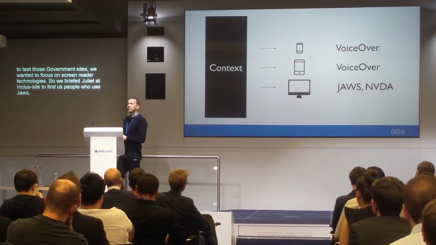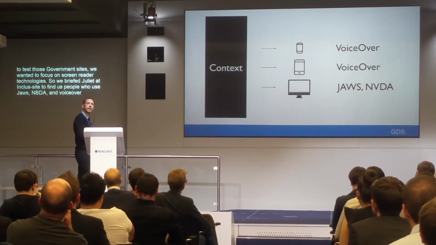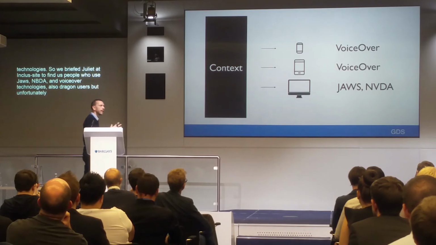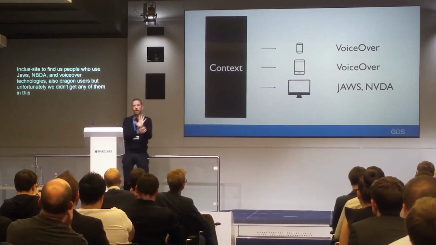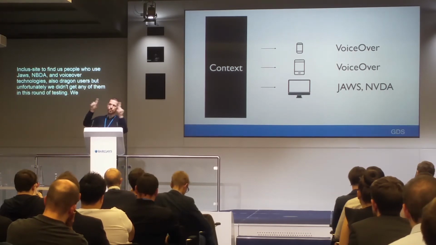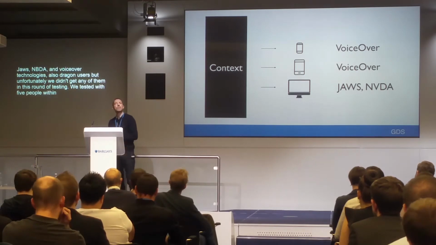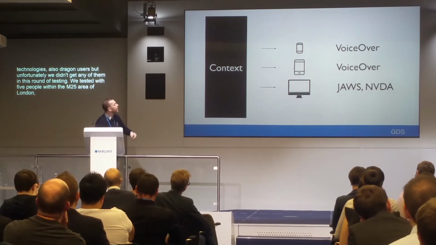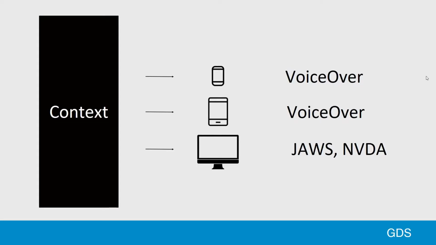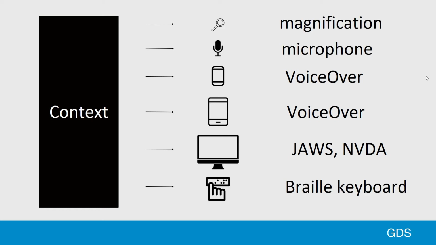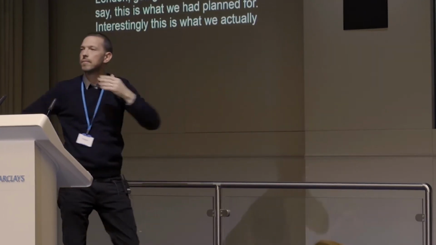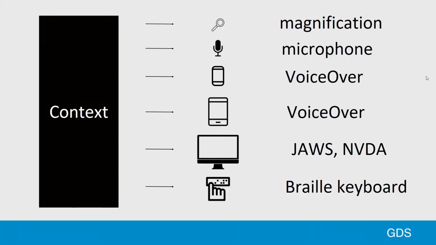Also Dragon users, but unfortunately we did not get any in this round of testing. Now, we tested with 5 people within the M25 area of London, going to their homes. And as I say, this is what we had planned for. And interestingly, this is what we actually ended up with, that's more the whole range of technologies we found ourselves up against when we brought our software into their homes.